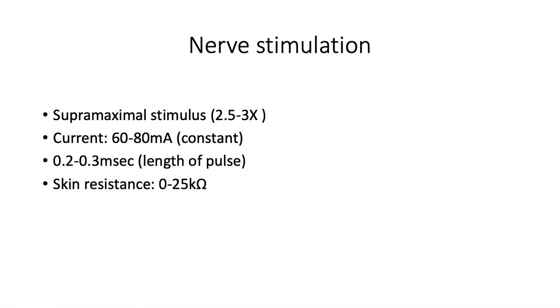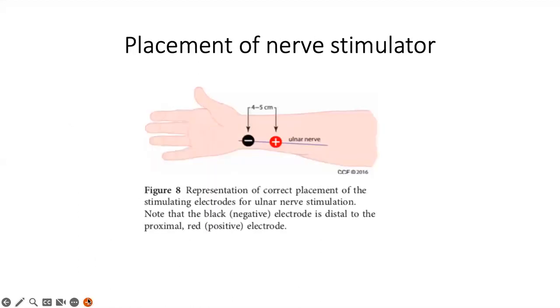So as I said, 60 to 80 milliamps is what you're going to use. The time is 0.2 to 0.3, and the skin resistance is about 0 to 25 kilo ohms. You don't have to know about the skin resistance, but the current and the time periods, you do need to know about that. So, placement of the actual electrodes themselves.